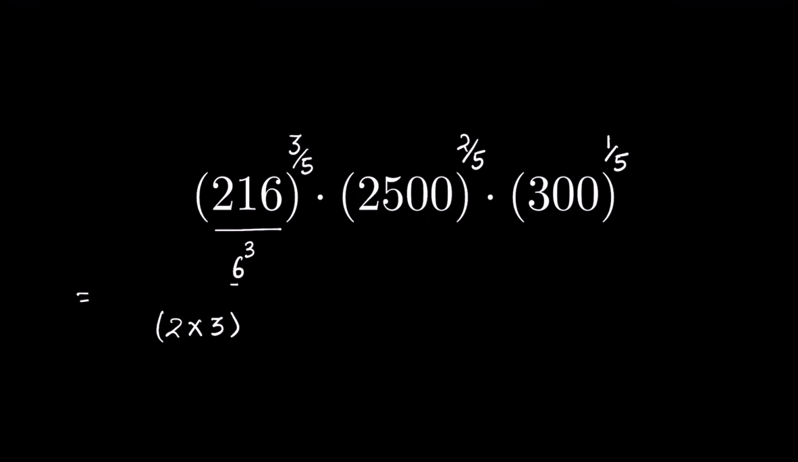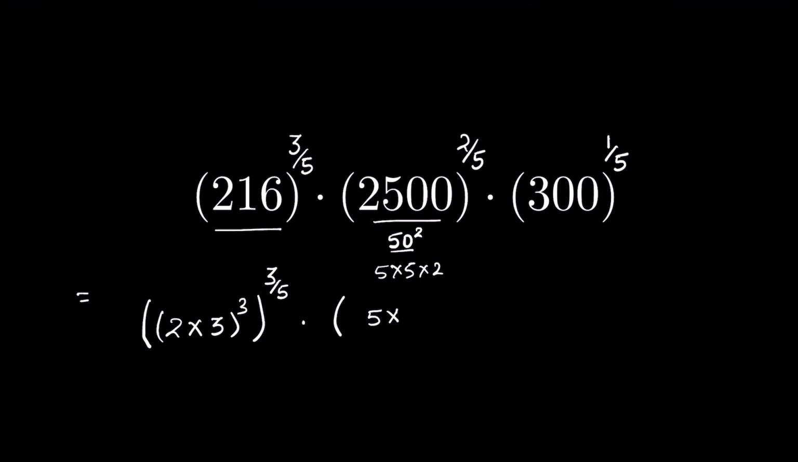So 216 is (2 times 3) whole raised to the power 3, and then raised to the power 3 upon 5, times 2500 as 50 square. 50 we can write as 5 times 10 or 25 times 2. Again 25 we can write as 5 times 5, times 2. So let's write 2500 as (5 times 5 times 2) whole raised to the power 2, because this is the expansion of 50, and 2500 is 50 square. So (5 times 5 times 2) whole raised to the power 2, then whole raised to the power 2 upon 5.